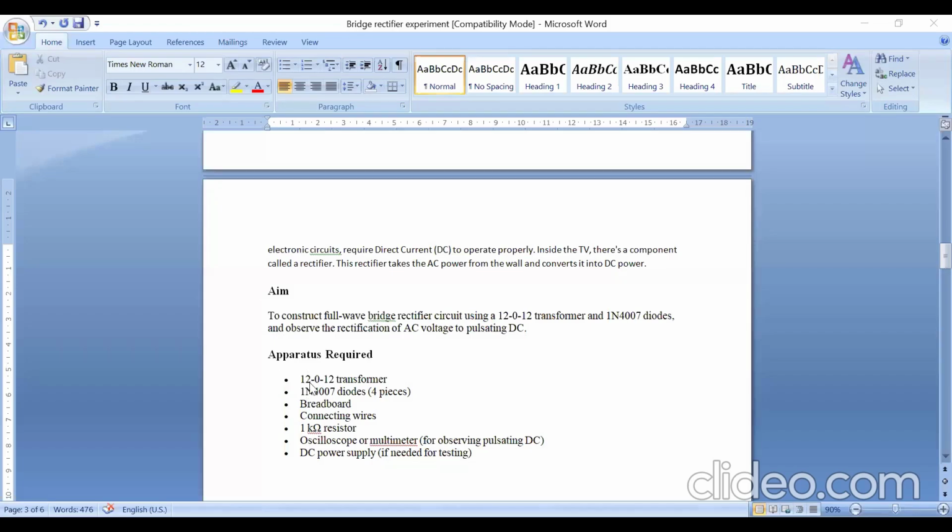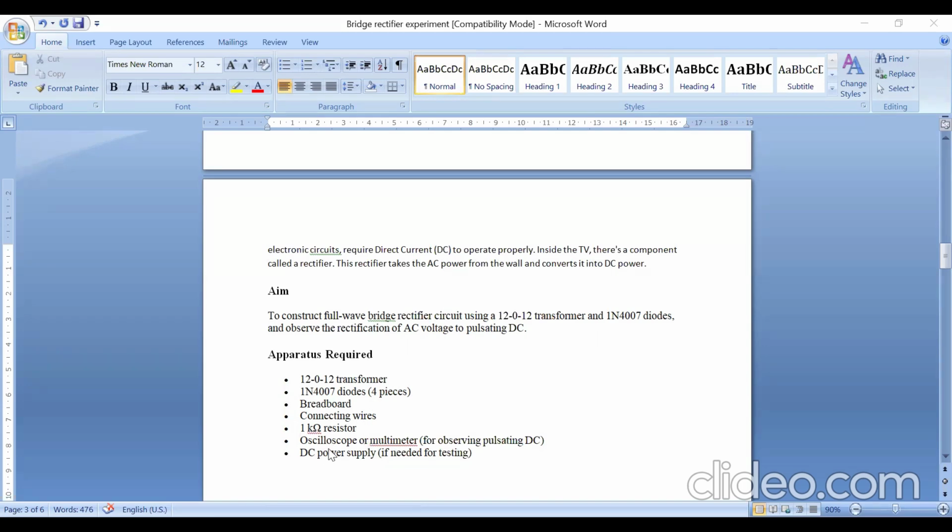So aim and apparatus I have not explained. Aim is to construct a full wave bridge rectifier circuit using a 12-0-12 transformer. You can also use a 9-0-9 transformer, and 1N4007 diodes. You can also use 1N4001 diodes, and observe the rectification of AC voltage to pulsating DC. Apparatus required: 12-0-12 transformer, 1N4007 diodes, breadboard, connecting wires, 1 kilo ohm resistor.